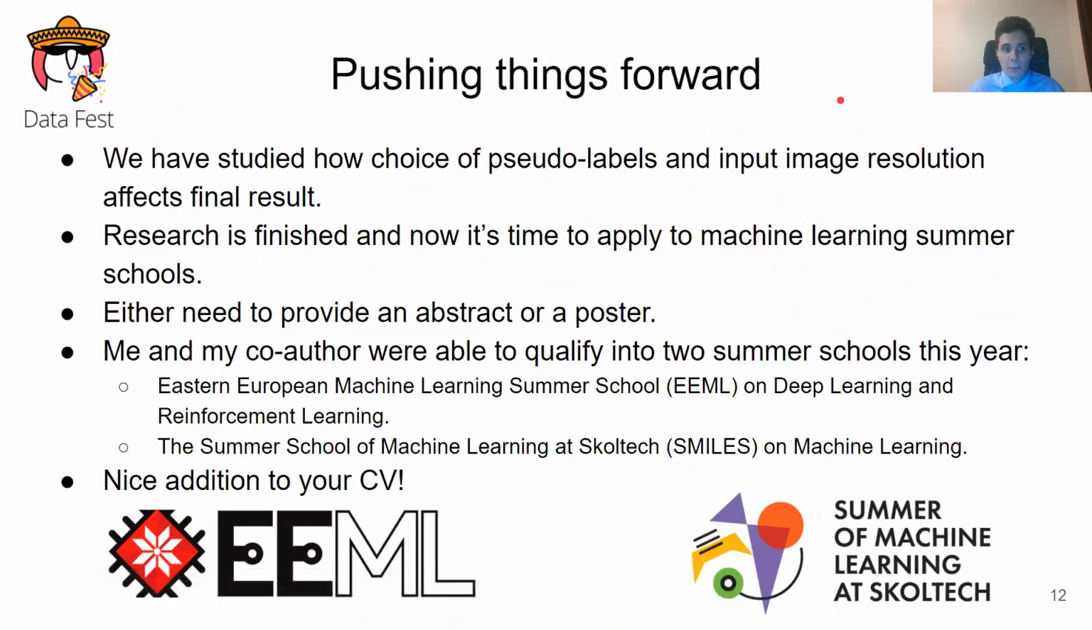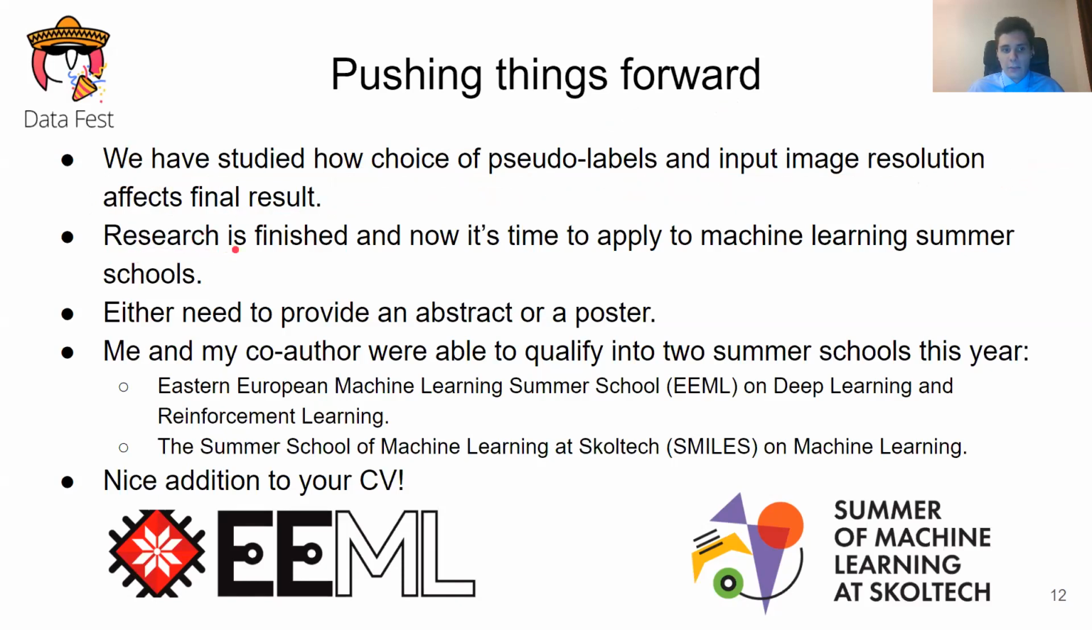So, pushing things forward, my co-author and I decided to study how the choice of different sets of pseudo labels and input image resolutions affects the final result. Basically, we generated two sets of pseudo labels. The first set contained only confident pseudo labels. The second set contained basically all the available test images. And we also decided to train and see how we would end up with different image resolutions.